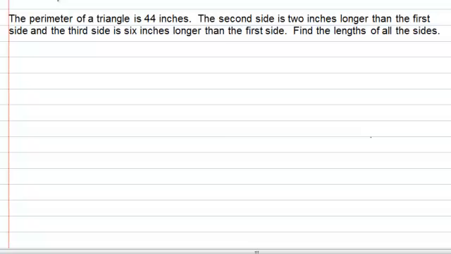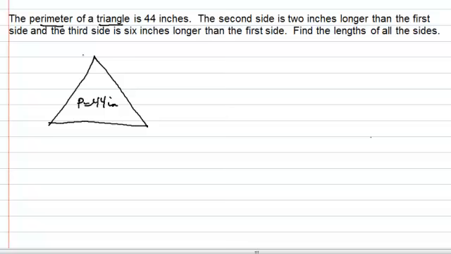Okay, so we want to do a few more practice problems before you go off to do these on your own. We see that we're looking at the perimeter, but of course this time we're looking at a triangle. So we draw a triangle. And it says the perimeter is 44 inches. It gives the first side, the second side, and the third side, so I'm going to label them. It doesn't really matter, but I think it's easier to keep track. So first side, second side, and third side.